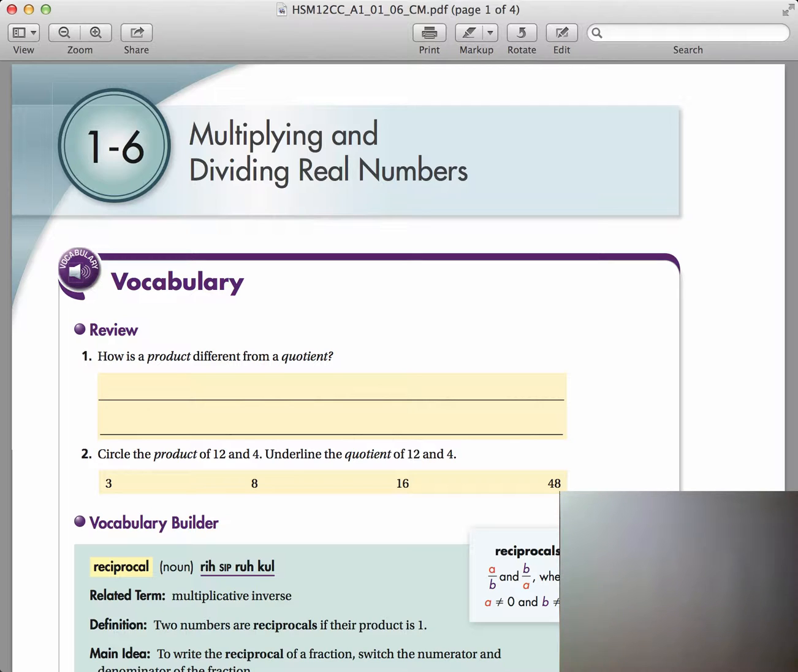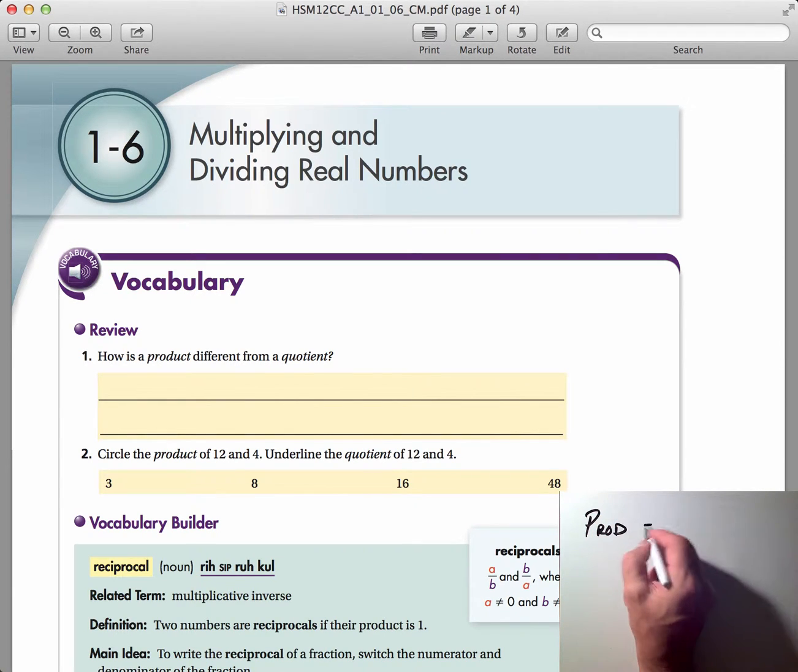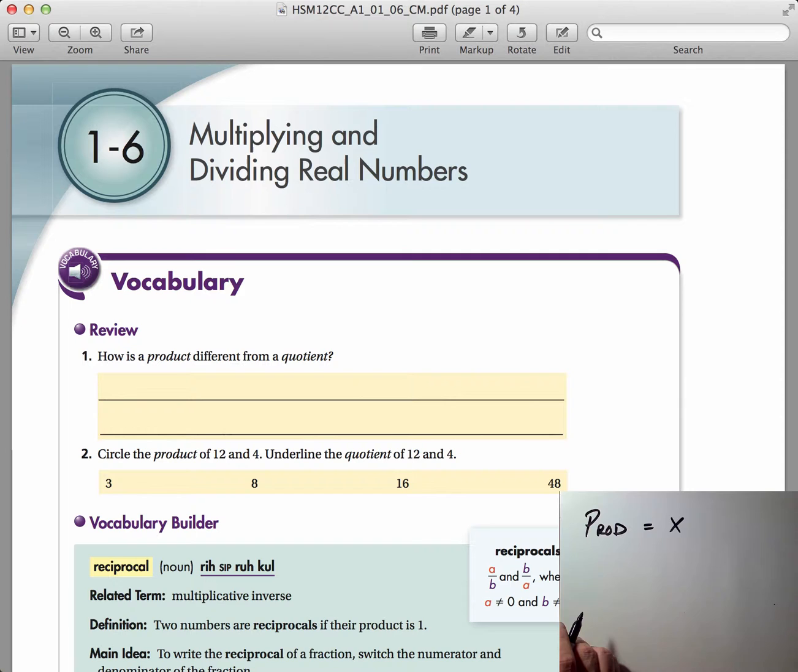Well, products, I'll put prod here, is really when you multiply. And a quotient, I'll put quo here, really is when you divide. So that's what we have to know about products and quotients.